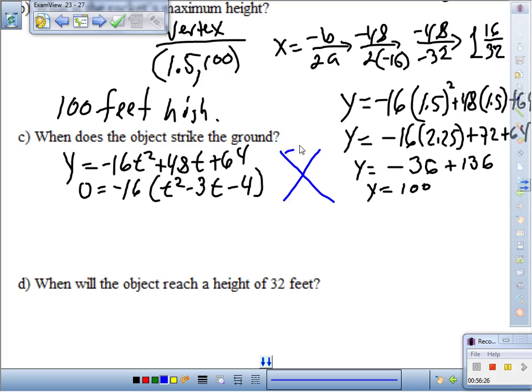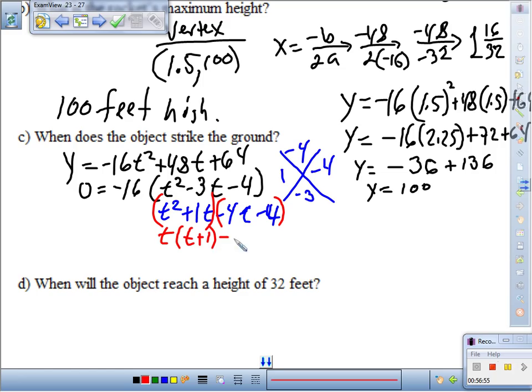Power Rangers, negative 4, negative 3. Factors of negative 4 that add up to negative 3: 1 and negative 4. So t squared plus 1t minus 4t minus 4. Let's group these two: t plus 1, negative 4 times t plus 1. So we end up with t plus 1 times t minus 4 times negative 16 equal to 0.